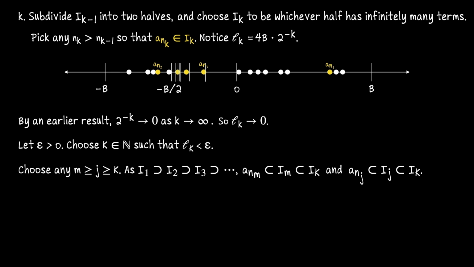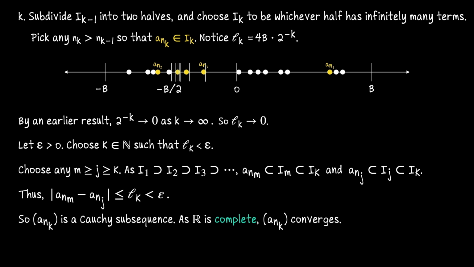So now if we take any pair of terms in our subsequence beyond this threshold and we try to compute the distance between them, what we can say is that the distance between them is less than or equal to the length of that kth subinterval because they both live inside of it. So the distance between them is less than or equal to L sub k, but by the way that we chose this threshold index capital K, that is less than epsilon. Therefore, the subsequence that we have created is Cauchy, and as we proved before, the set of real numbers is complete. Therefore, this Cauchy subsequence must converge to an actual limit, which is a real number, and therefore we have proven that our bounded sequence a sub n has a convergent subsequence.